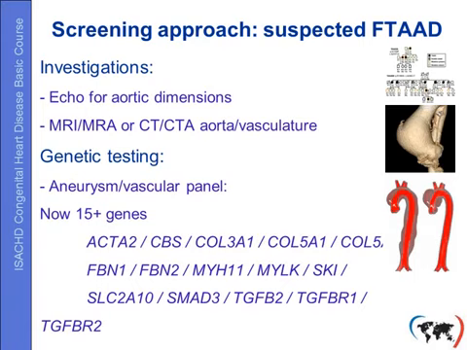Again, after echo, we would always perform more extensive MR-CT imaging of the aorta and entire arterial vasculature, from the circle of Willis cerebral vasculature to the popliteal arteries, and now request genetic testing for the aneurysm vascular panel to screen for all the most commonly associated genes described.